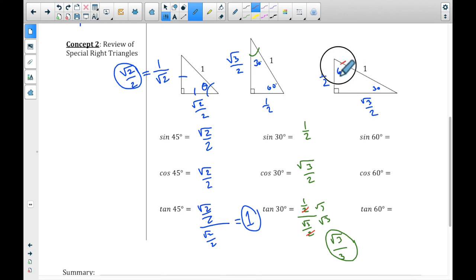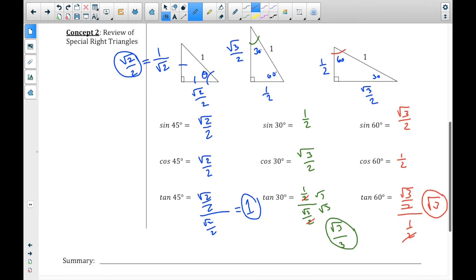So now let's take a look at, well, what about the 60? Okay, same thing: opposite over hypotenuse, adjacent over hypotenuse, and now we're going to do opposite over adjacent. That's radical 3/2 over 1/2. The 2's cancel out and leave us with just a plain old radical 3. Okay, these three triangles we are going to use and put into the unit circle. So our next video will talk about what happens when we put those on a unit circle.